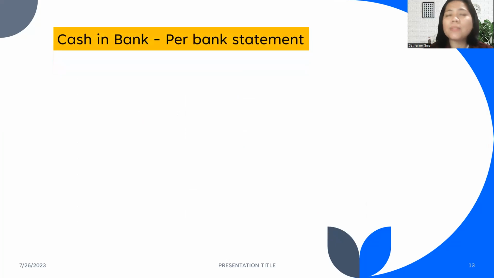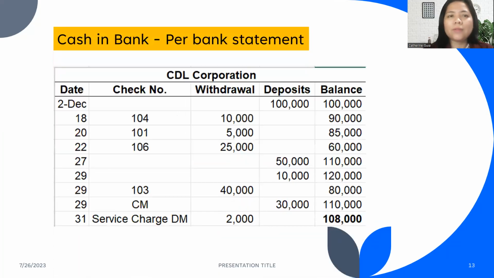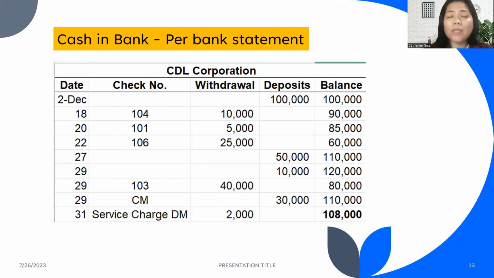Okay, how about per bank statement? This is an illustration of how the bank prepares your cash in bank with them. This is their bank statement. You will see here the date. This date is also present when you prepare the T account, and also the check number. However, for the description, instead of your left side and right side, they have this word withdrawal. And this withdrawal pertains to your disbursement of checks, or your credit side.